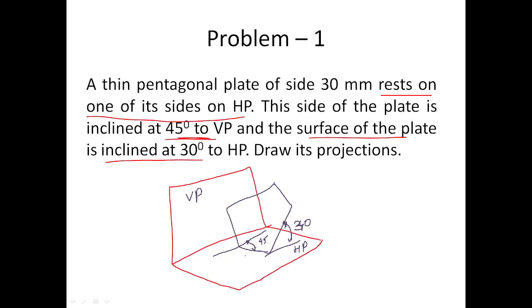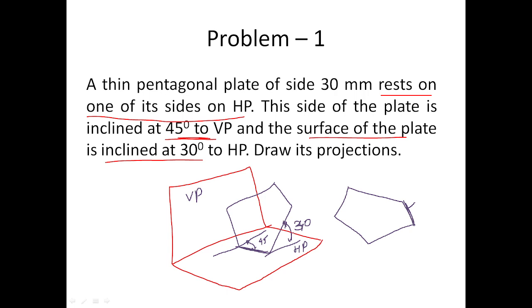So now based on the problem definition, one edge has to be resting on HP. So that means make this plane first parallel to HP and draw its top view. So now in this case they have not provided whether the corner is nearer to VP or edge is nearer to VP, so they are not provided. Now let us go for orientation of this edge on HP.